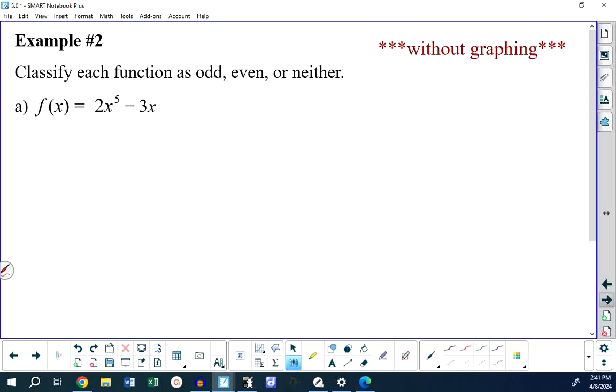Well, we need to find out what f of negative x is equal to. If we do this and we get f of x, the original function, then the function is symmetric and it's even. If we do this and get negative 1 times the original function, then the function is odd. So what does f of negative x mean?